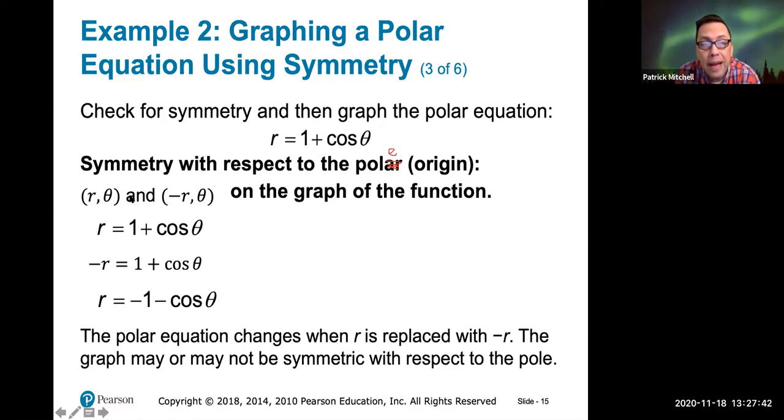The test is that r, theta and opposite r, theta are both on the graph of the function. So if you start with r equals 1 plus cosine theta and you just replace r with opposite r, of course, that's not the same equation. What they did here was just multiply both sides by -1. So since the polar equation changes when r is replaced with opposite r, this graph may or may not be symmetric with respect to the pole.